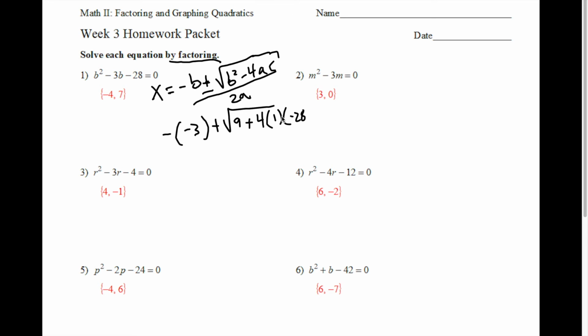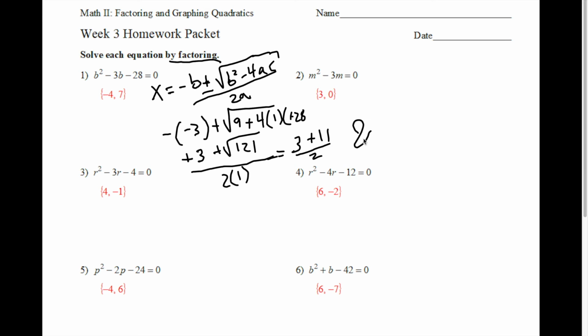112. 2 negatives make a positive. And then we've got 9 as well. So we've got square root of 121. So we've got positive 3 plus square root of 121. I don't know if you have that memorized. I've got it memorized. I know that that's 11. Divided by 2a. So what we've got here is 3 plus 11 over 2.